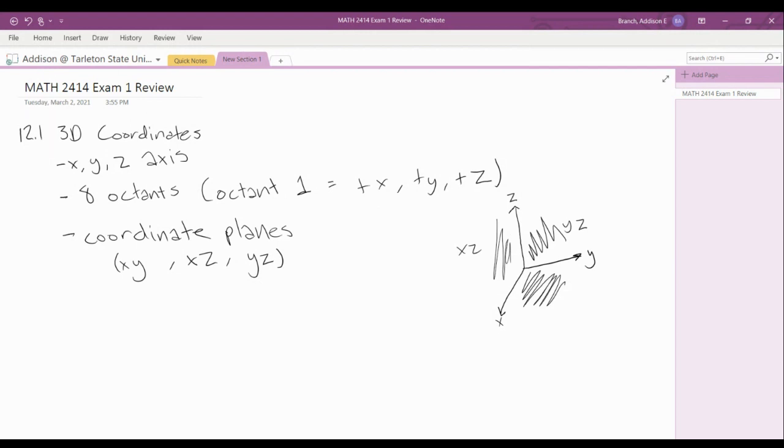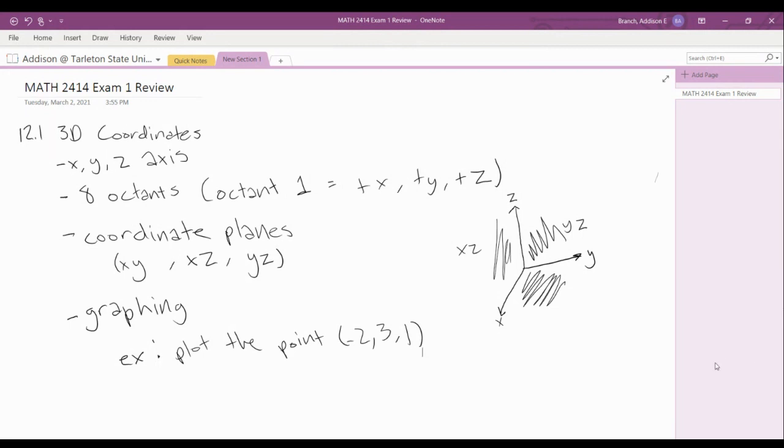Now that brings us to the next big skill that we need to learn for this chapter, which is graphing. Plotting points is going to be a pretty big part of the section. So let's go ahead and do an example. For example, we want to plot the point -2, 3, 1.